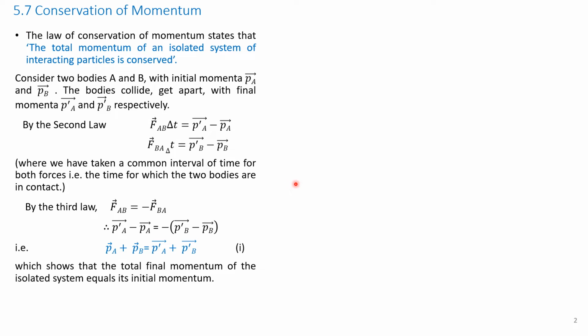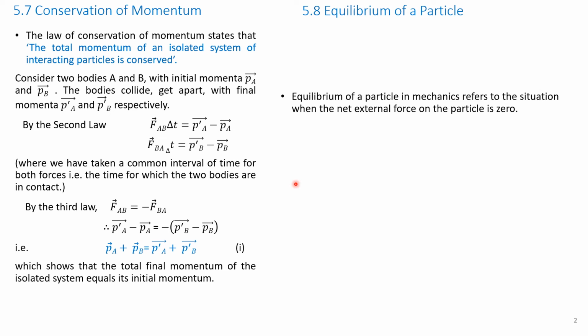Next, we will take up equilibrium of a particle. Equilibrium of a particle in mechanics refers to the situation when the net external force on the particle is zero. According to the first law, this means that the particle is either at rest or in uniform motion. Please see the figure which shows equilibrium under concurrent forces.